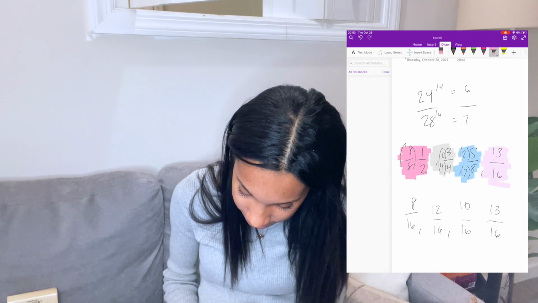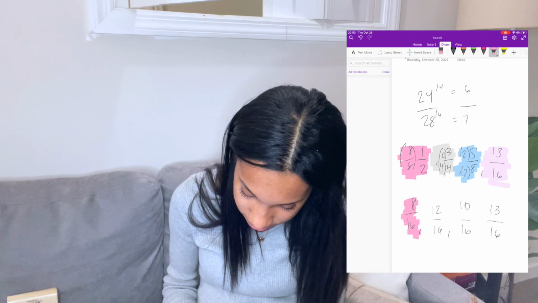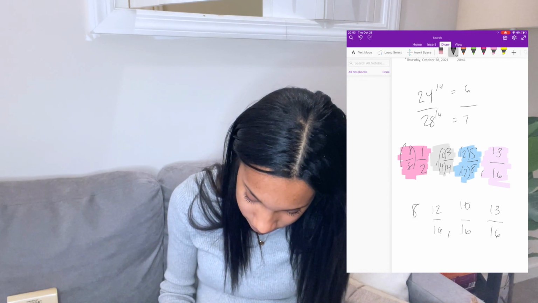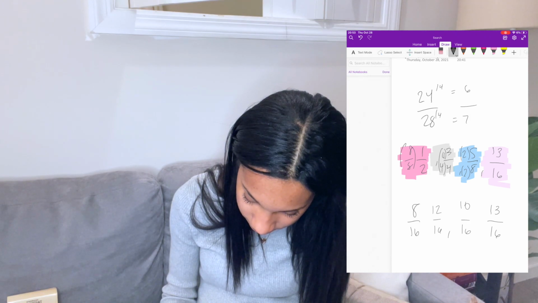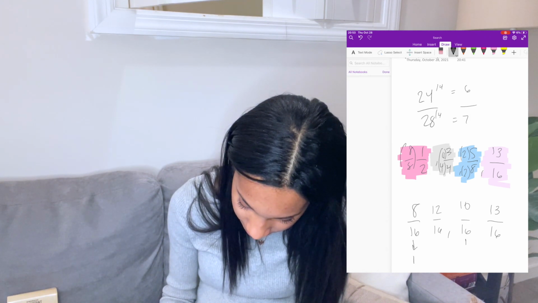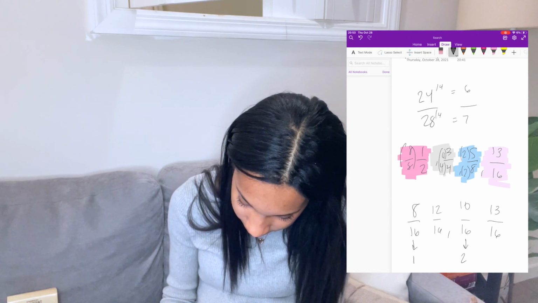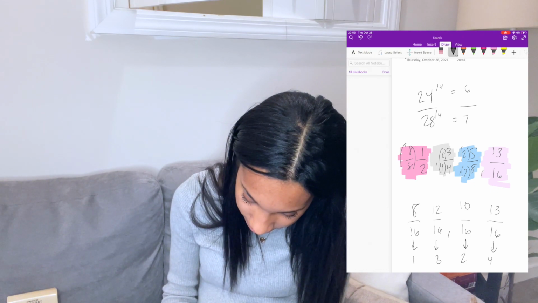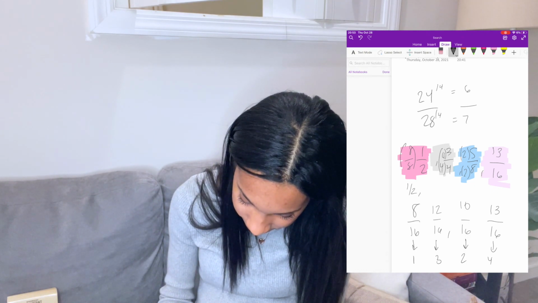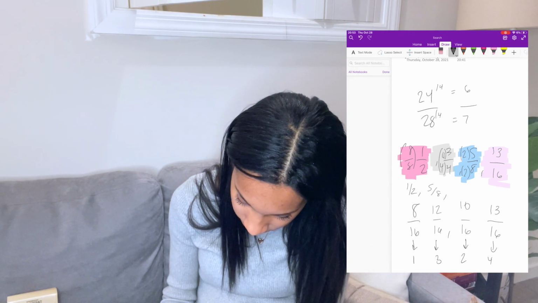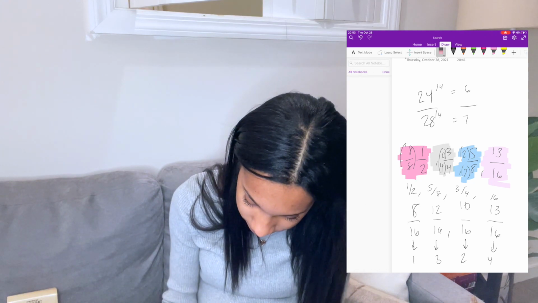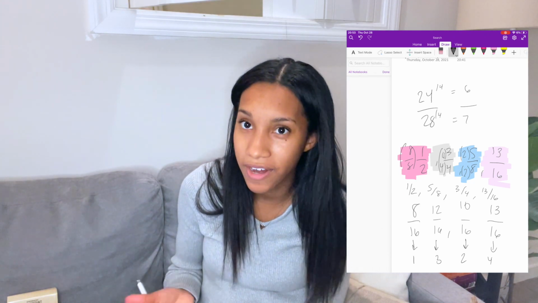First, if we're doing from least to greatest, 8/16 is first. 10/16 is going to be second, 12/16 is going to be third, and then 13/16 is going to be fourth. So it's going to be 1/2, 5/8, 3/4, 13/16, sorry, I'm tired. 13/16, and that's how you would arrange them.